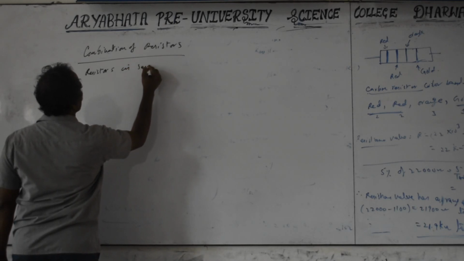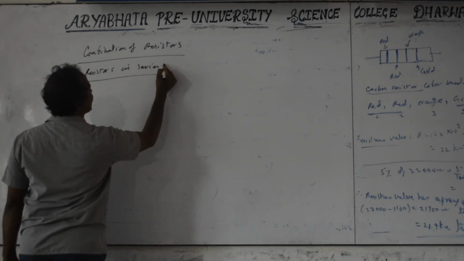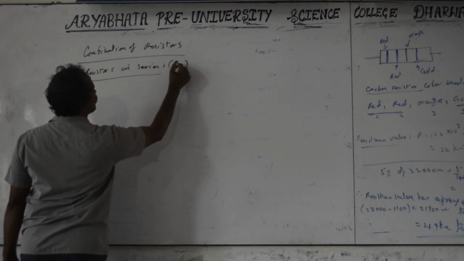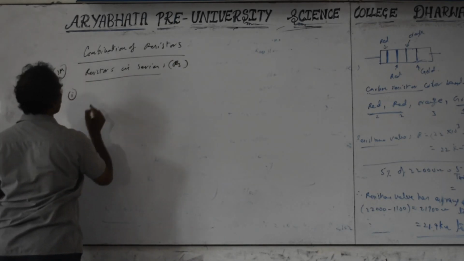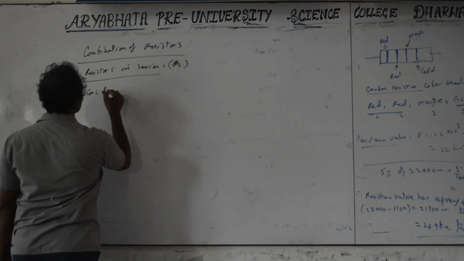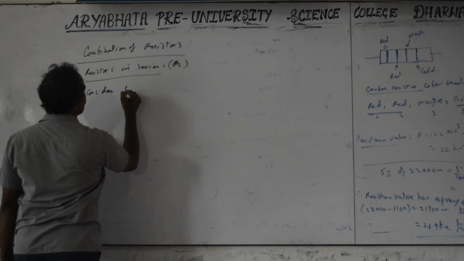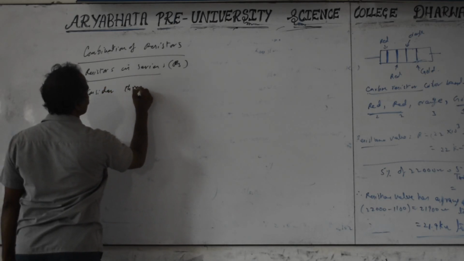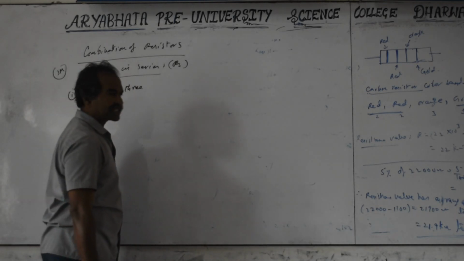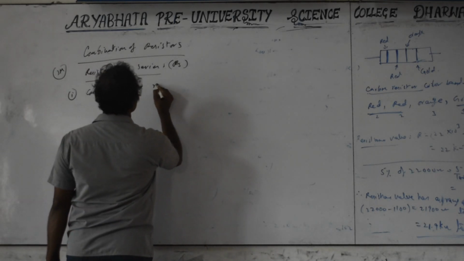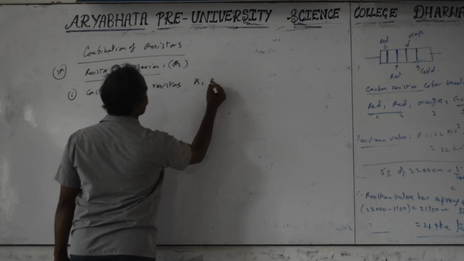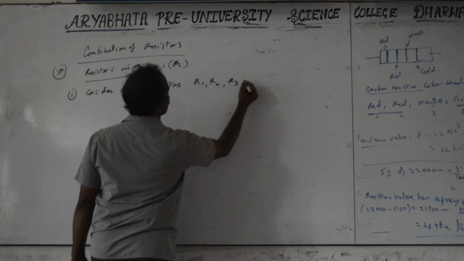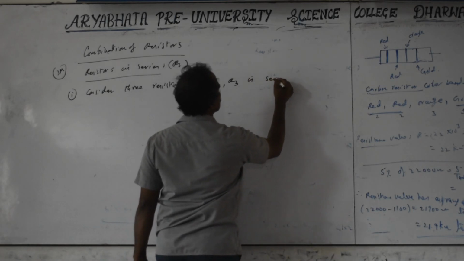In series, the resultant we call RS. This is for 3 marks. Consider 3 resistors. We can take only 2 for the derivation purpose actually. 3 resistors, R1, R2, R3 in series.